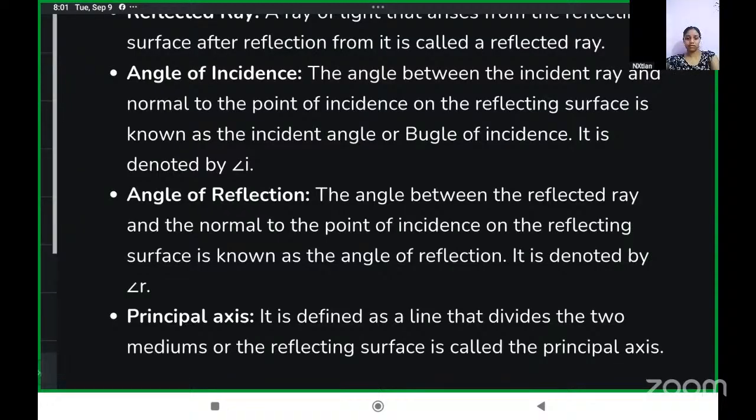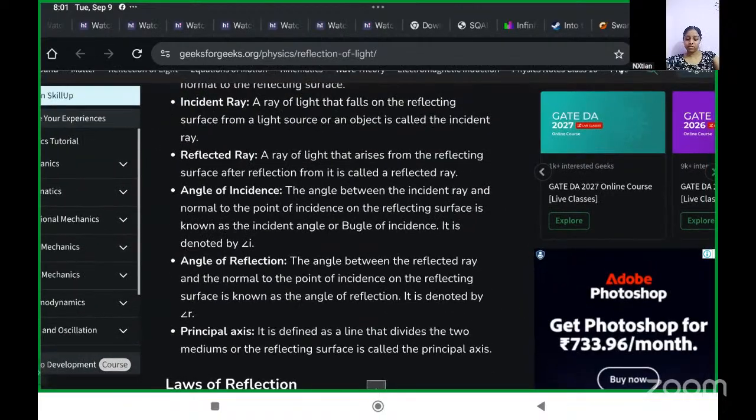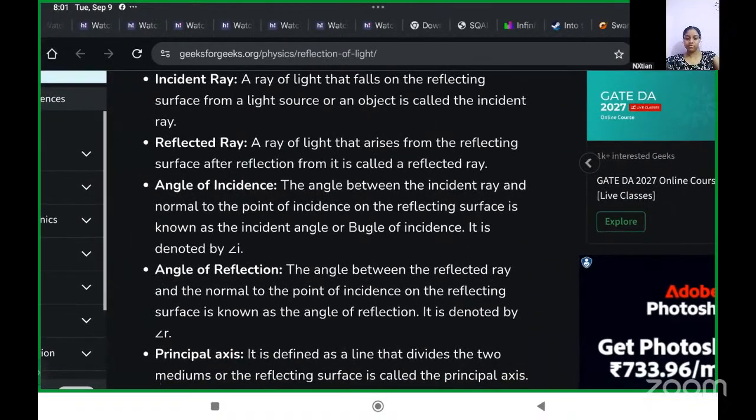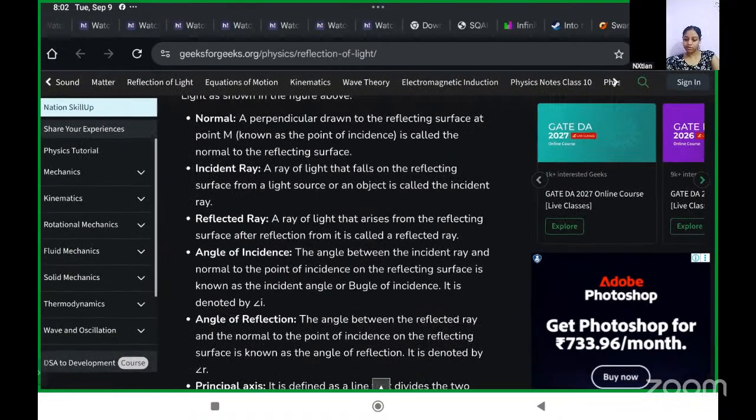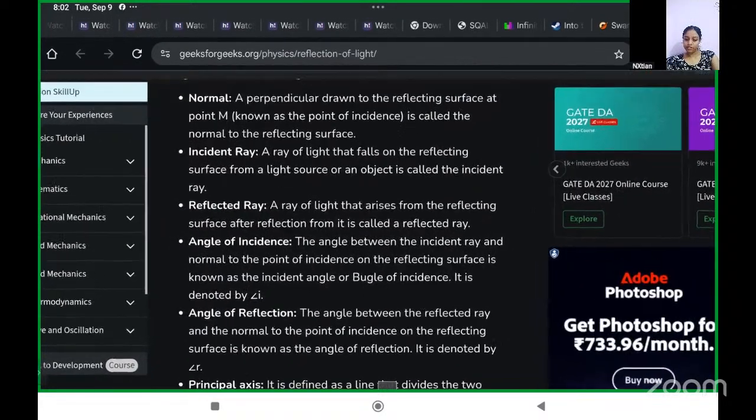I cannot see the incident ray still. Here you go, Emma. Ma'am, there's no definition for normal. There is. The first definition is of normal.